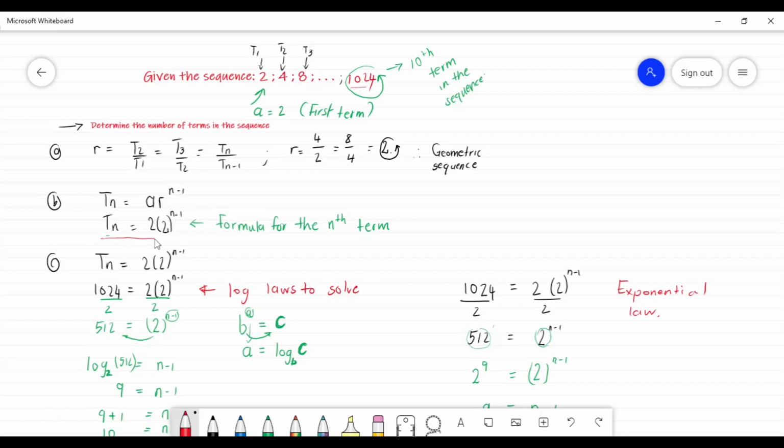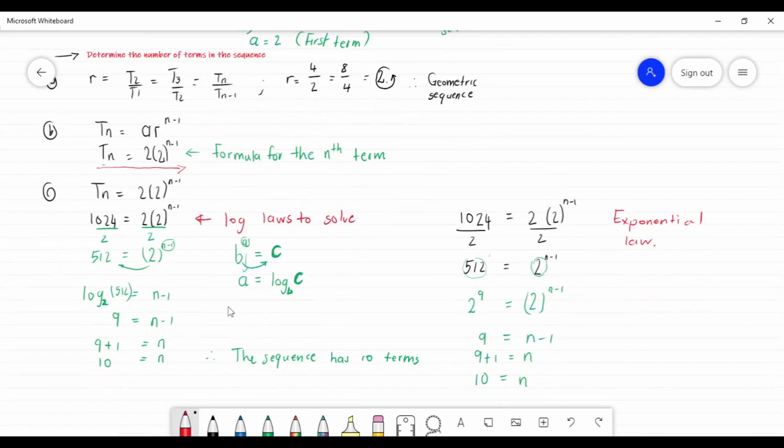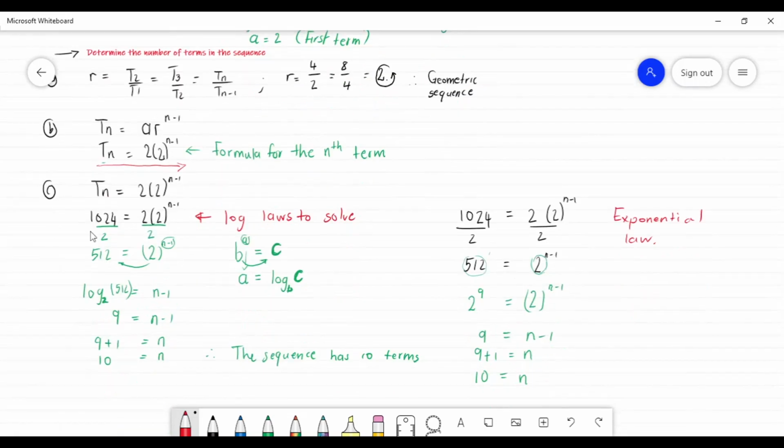We already know that the value of the last number in the sequence is 1,024. So we just put that value down and substitute it into your Tn. And then you solve for n to get the position of that number in the sequence. And we used log laws or your exponential laws to solve this equation, right? So we've got 1024, which is equal to 2 times 2 to the power of n minus 1.